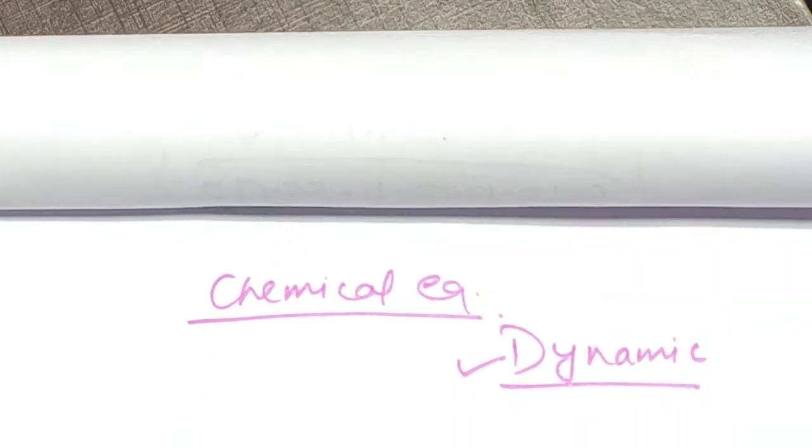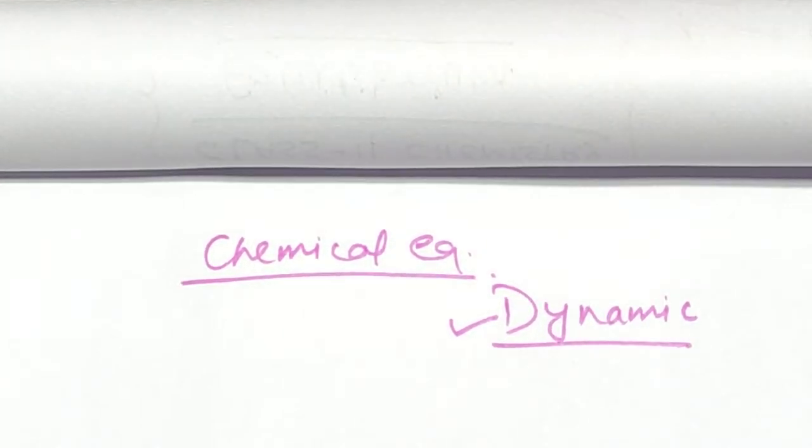As you all know, chemical equilibrium is dynamic in nature. Students, it is dynamic in nature. Now you can understand what dynamic means. In equilibrium, a catalyst enhances both the forward and backward reactions. What is the effect of a catalyst on equilibrium? Later on we can understand it.